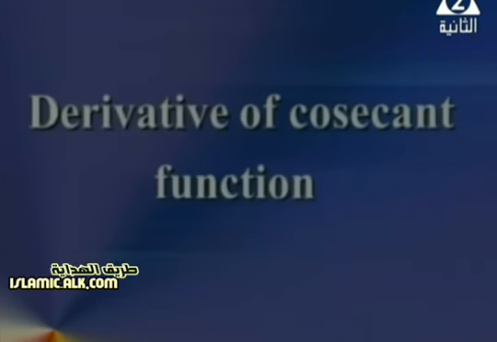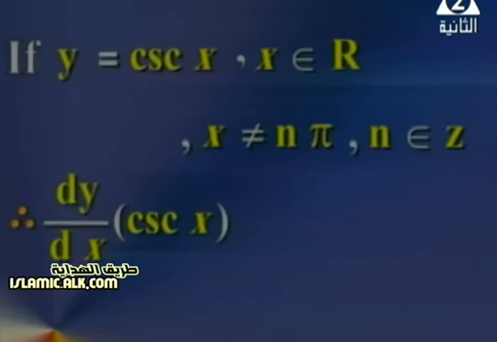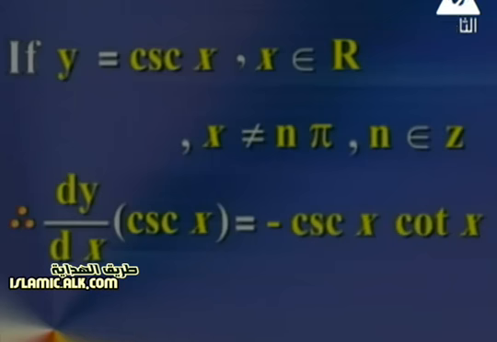Derivative of the cosec function. Remember, dear student, if y equals cosec x and x belongs to R, x not equal to n pi, n belongs to Z, then dy over dx of cosec x equals negative cosec x cotan x. This is a very important rule.